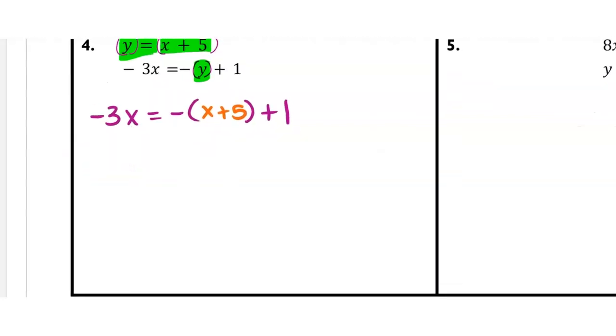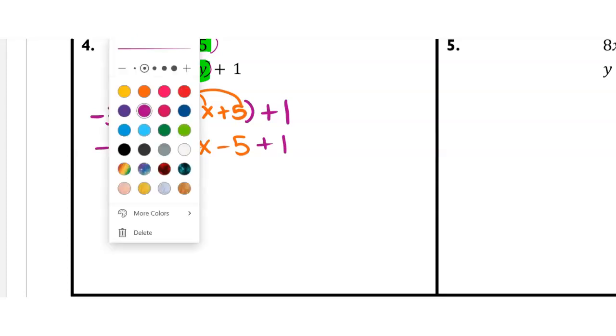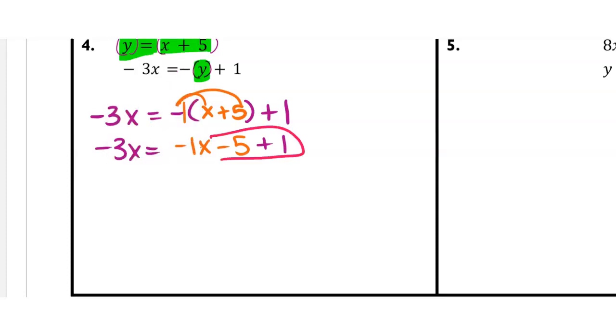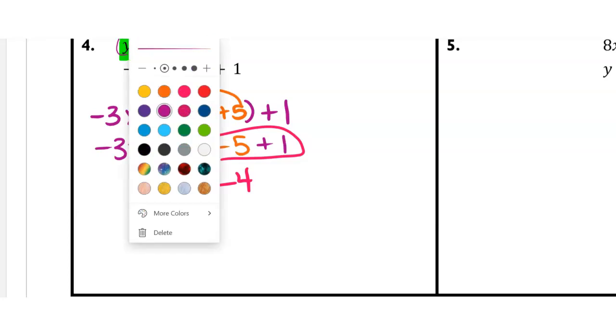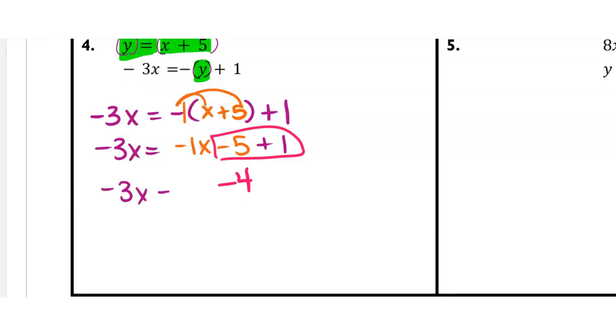And then from here, all we're going to do is solve for x. So notice how there's a 1 here. We're going to distribute that negative 1. So this is negative 1 times x is negative 1x. Negative 1 times 5 is negative 5. Then we bring down everything else is the same. We combine like terms. This gives us negative 4. So negative 3x is equal to negative 1x minus 4.